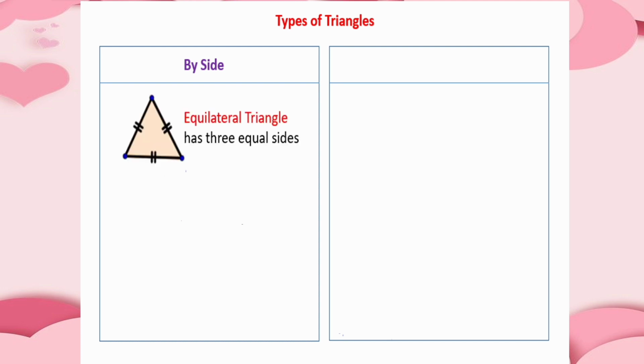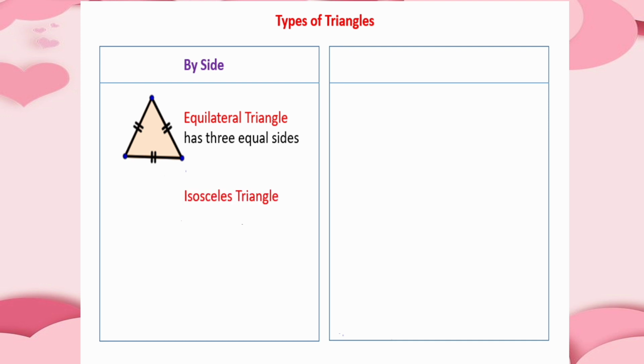So let's talk about types of triangles. If it's by side, first is equilateral triangle. So when you say equilateral triangle, all sides are equal. So again, equilateral triangle has three equal sides. So for example, if this side is 60 meters, all the sides have the same measures.